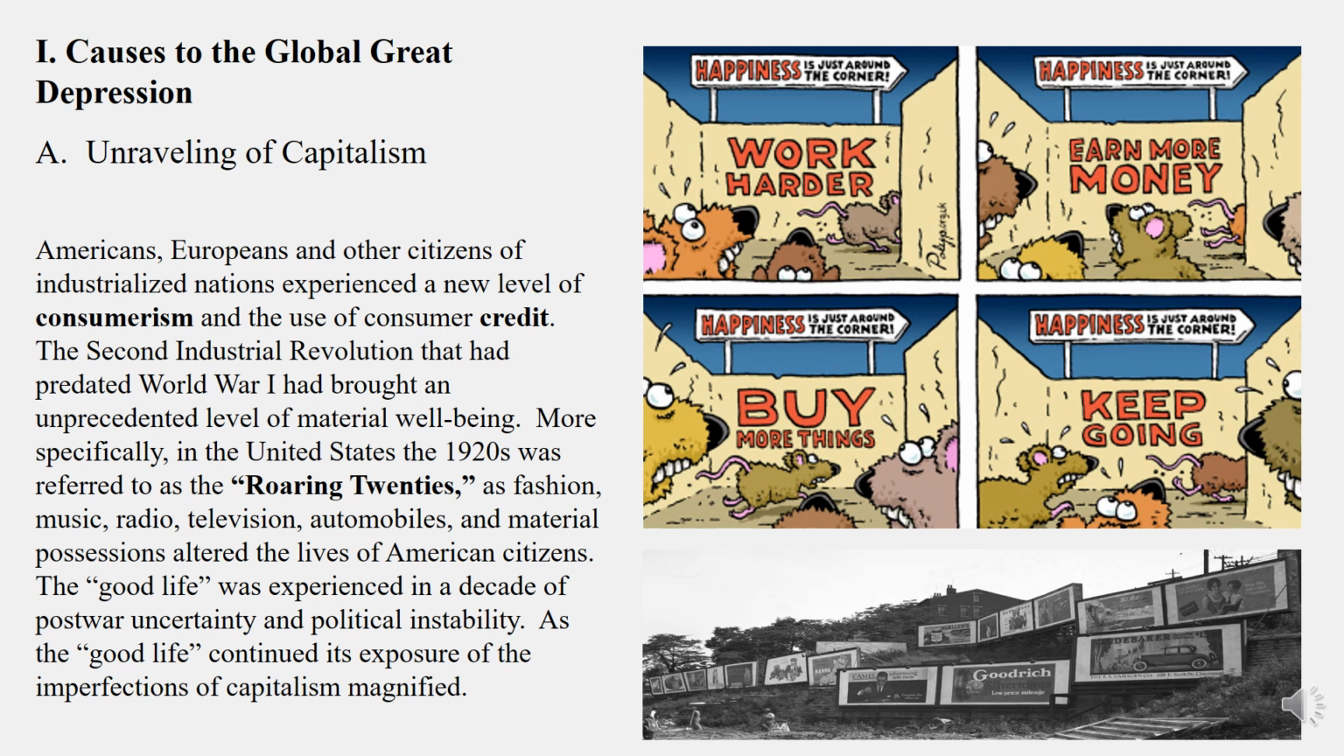The good life was experienced in a decade of post-war uncertainty and political instability. As the good life continued, its exposure of the imperfections of capitalism magnified. One thing that stands out about industrialization and the practice of free market economics is the conflation of the amount of material possessions one has with the quality of life one has.